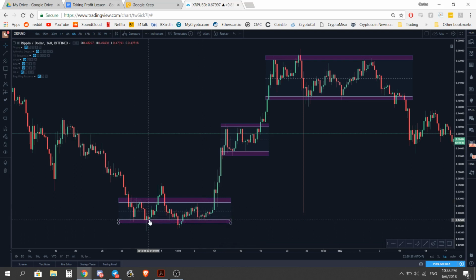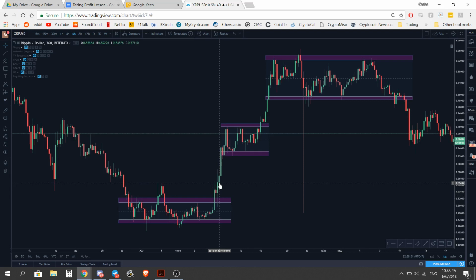I'll either accumulate each time price is at the lower end of this range, or I will buy the retest of this breakout. So somewhere around here, 51, 52 cents when it's retesting the top of this range, right? So say you buy the retest here, and you hold.